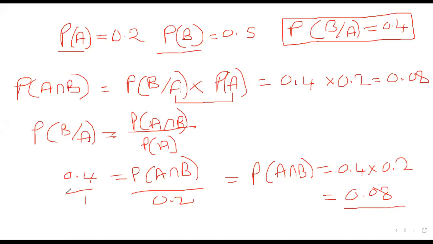So when you cross multiply, you find 0.2 times 0.4 to get 0.08. So I've used two methods, but I'm getting the same answer.